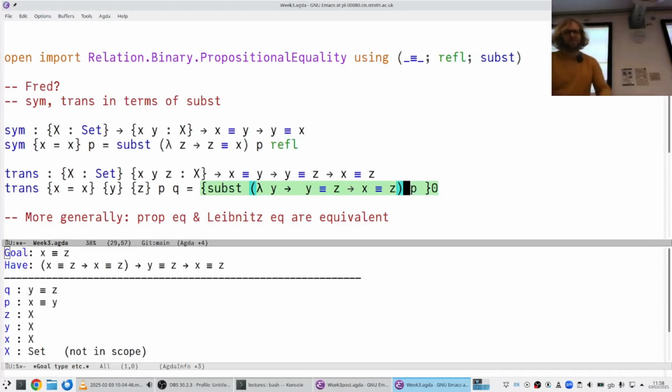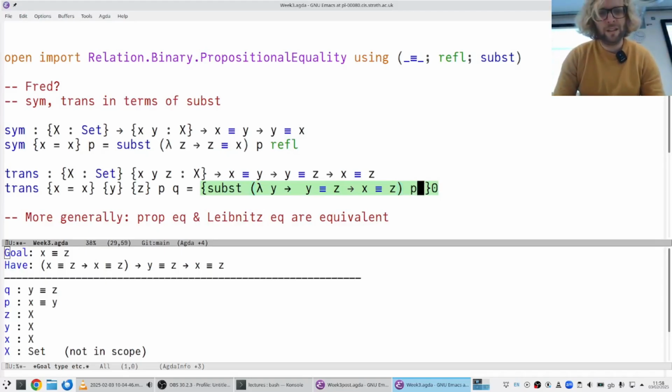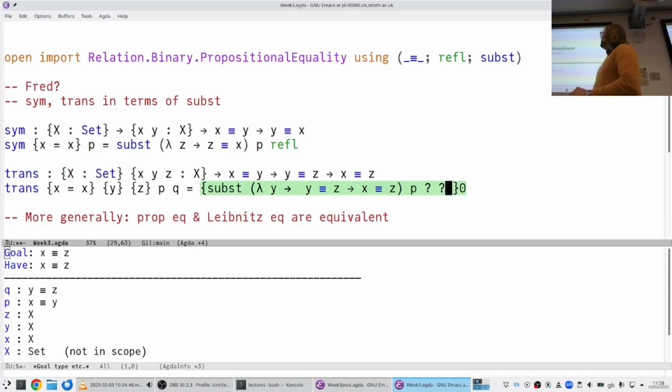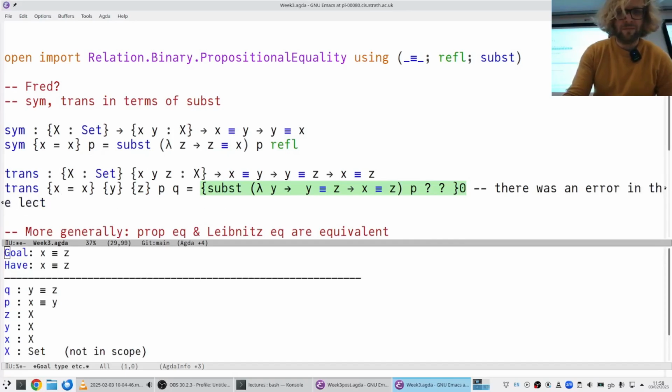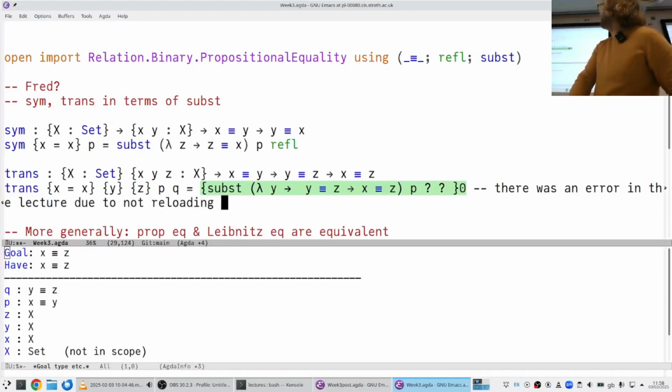If we apply it to a bunch of things, there's something very strange going on here. Except it's the wrong way around, right? What's happening with this goal? Oh, is it because this... I'm trying to understand why the goal is y equals z. Right. That's okay. That's more like it.